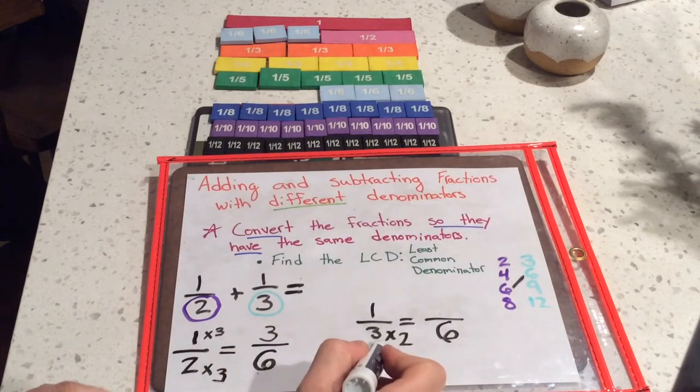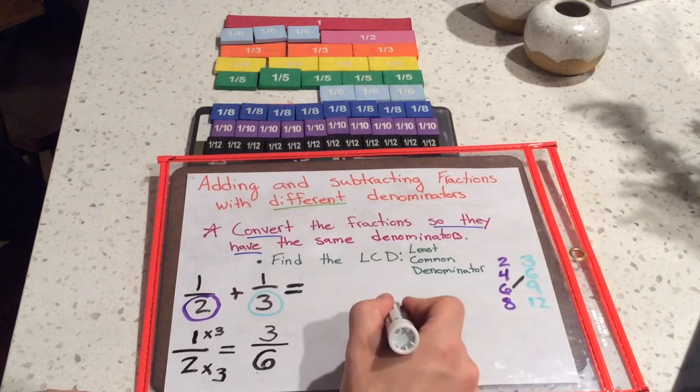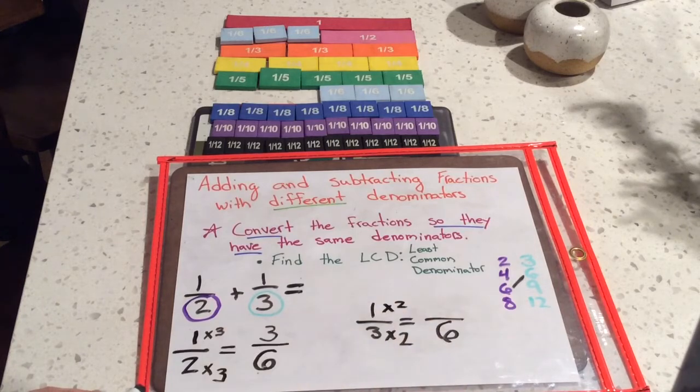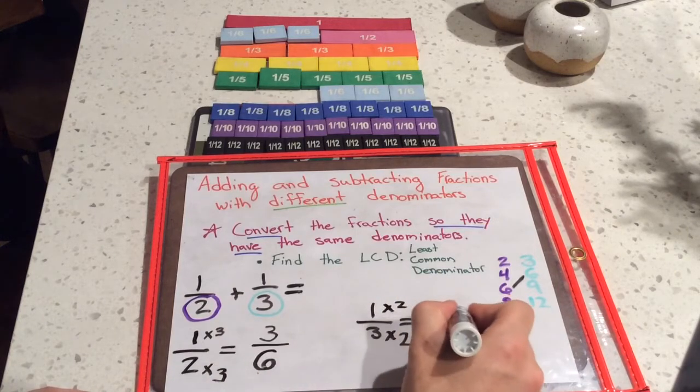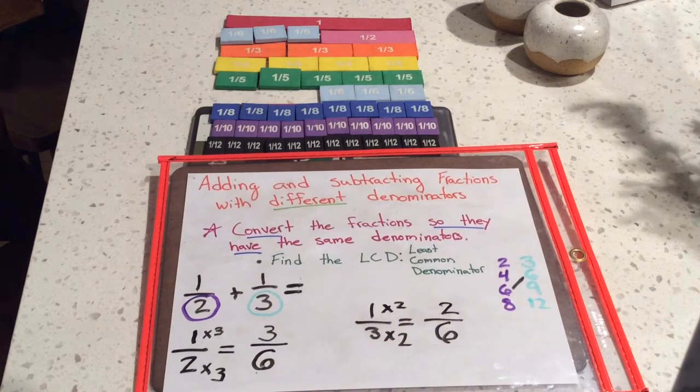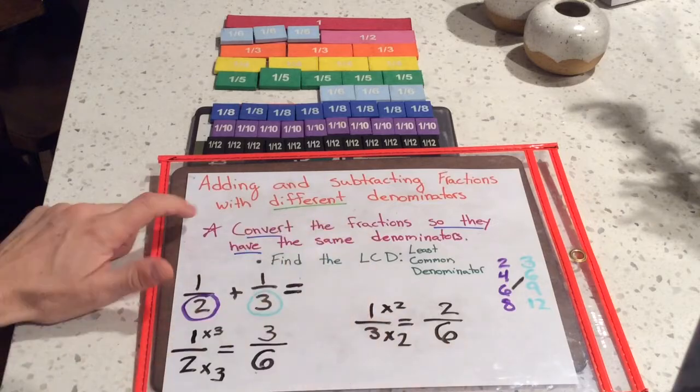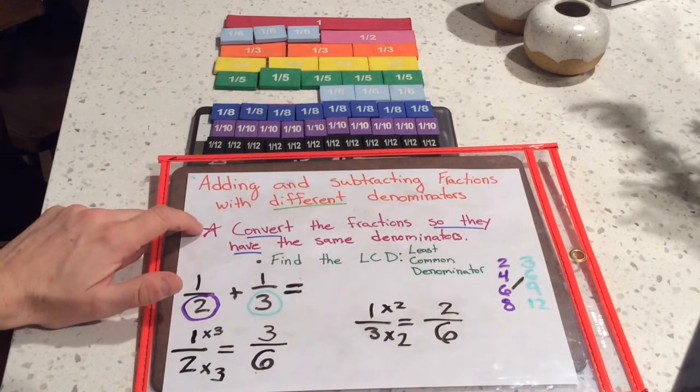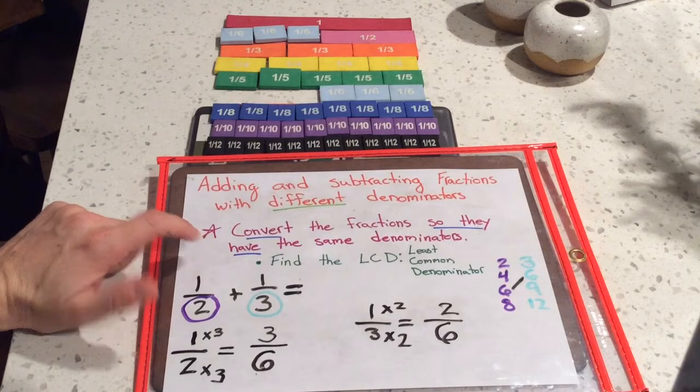Whatever I do to the denominator, whatever operation I do on the bottom, I need to do on top. And 1 times 2 is 2. So here, I have converted fractions. And if you notice, now my fractions have the same denominator. That was my big star idea. Convert the fractions so they have the same denominator.